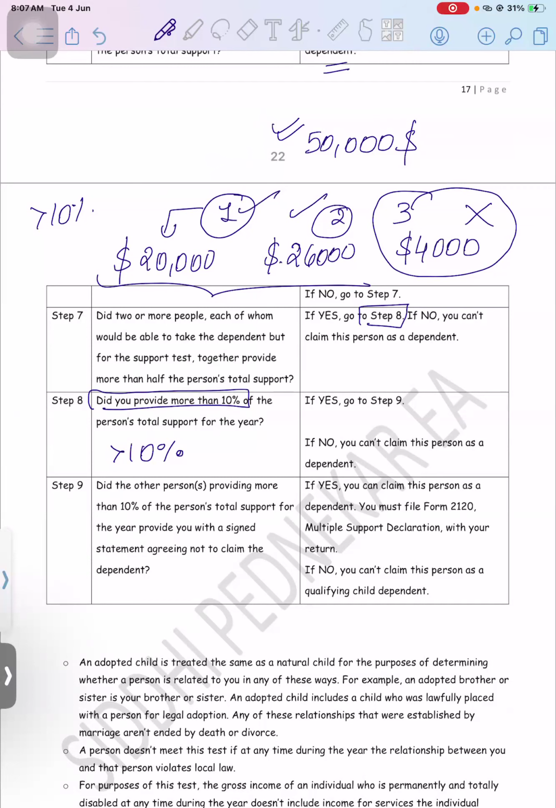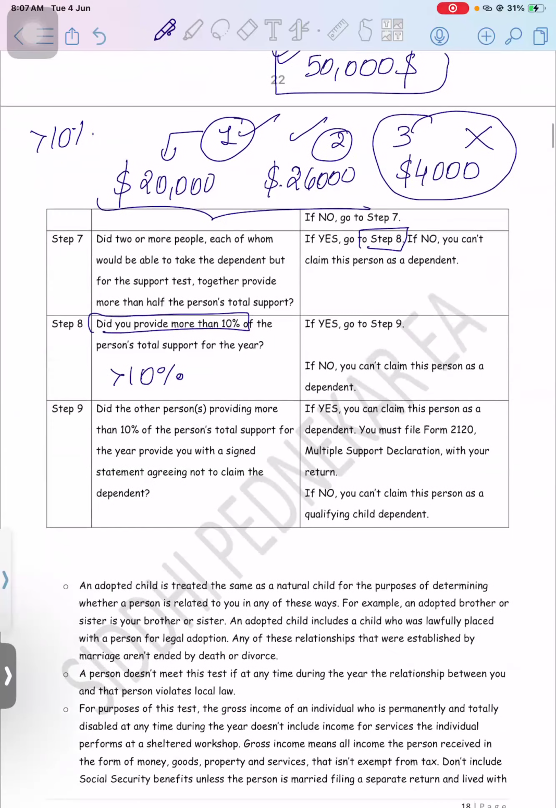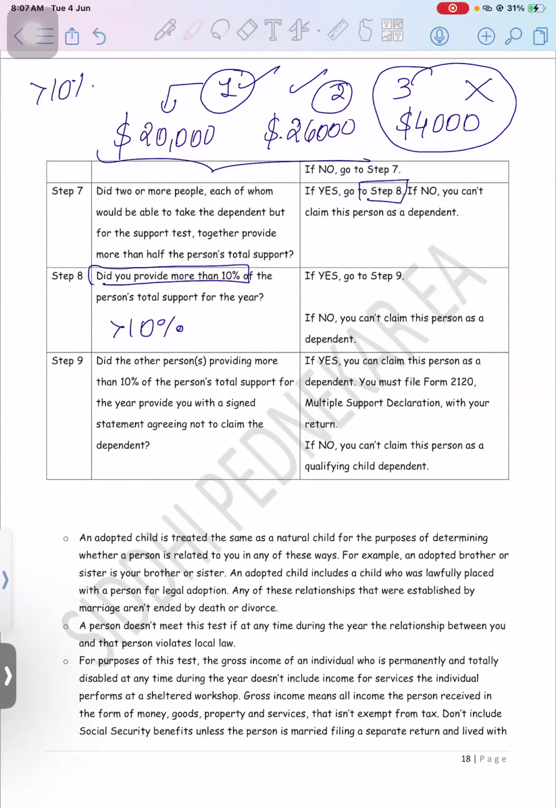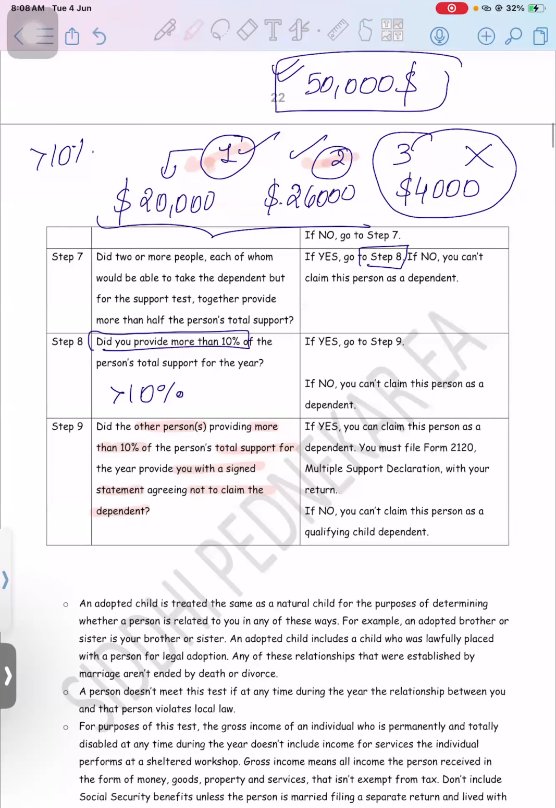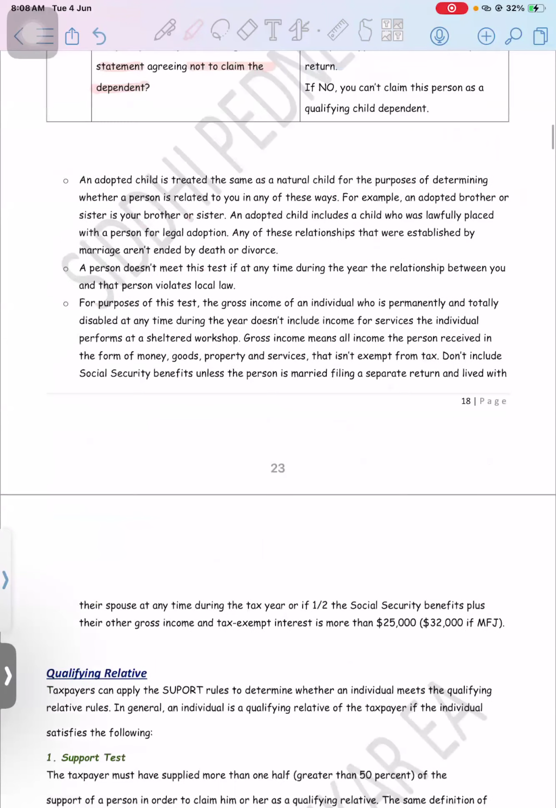But the 1 and 2 will again have a conflict, about who will consider the grandmother for the qualifying relative definition. So see what is mentioned. Is the other person providing more than 10%? Okay, both are providing more than 10% of the person's total support for the year. Did they provide you with a signed statement agreeing not to claim the dependent? Either of them will mutually agree. If they are not going to mutually agree, there is only one solution, that 50%.